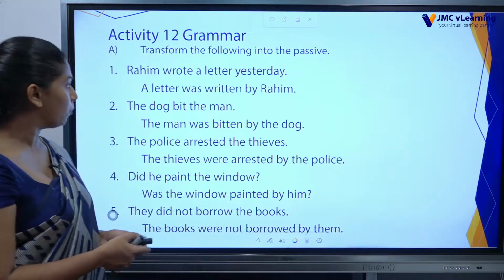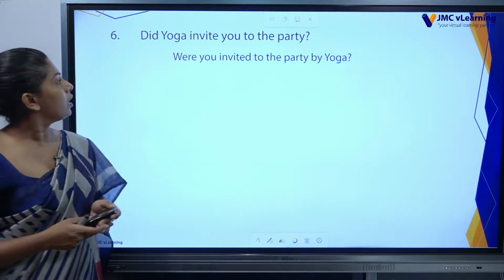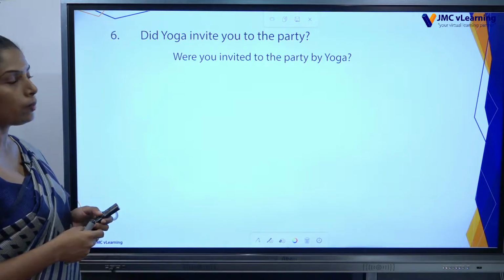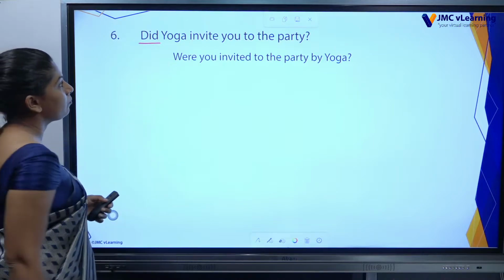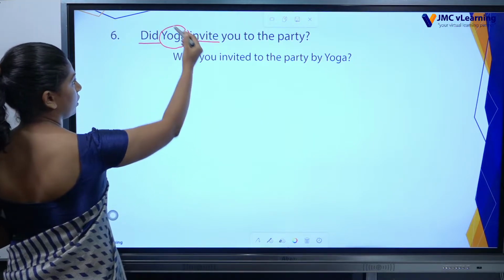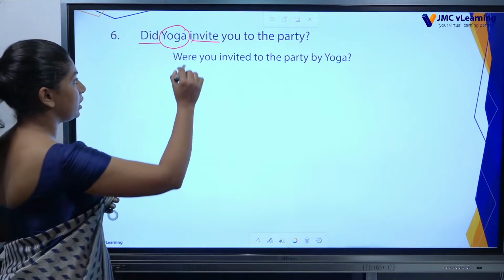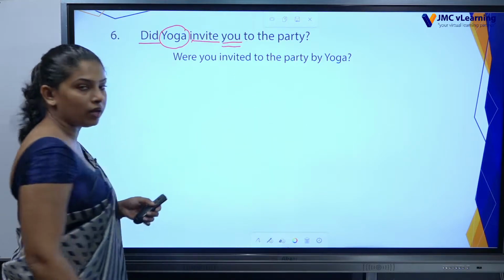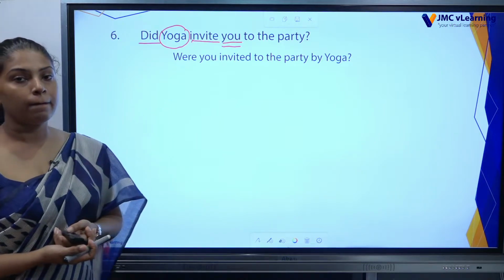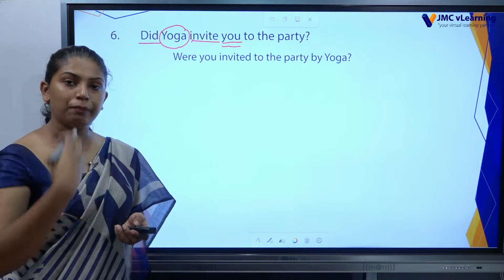Let's move to some more examples. Again, we were given a question. Did Yoga invite you to the party? Did is the question from here. Did invite. Then who? What is the subject here? Yoga. Then did Yoga invite you to the party? Here you can see the object is you. Right? Yoga has invited you. So, here we have to take you as the object. And we know that this is a question form as we discussed earlier. We have to take the helping verb first.